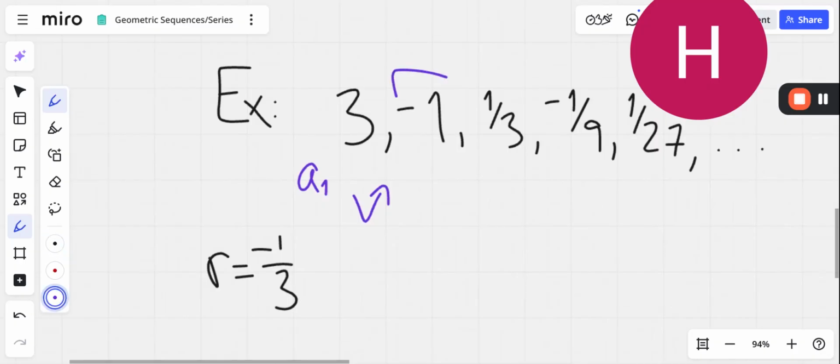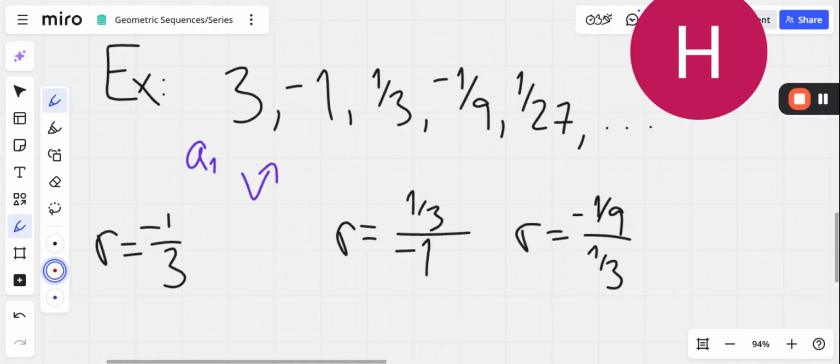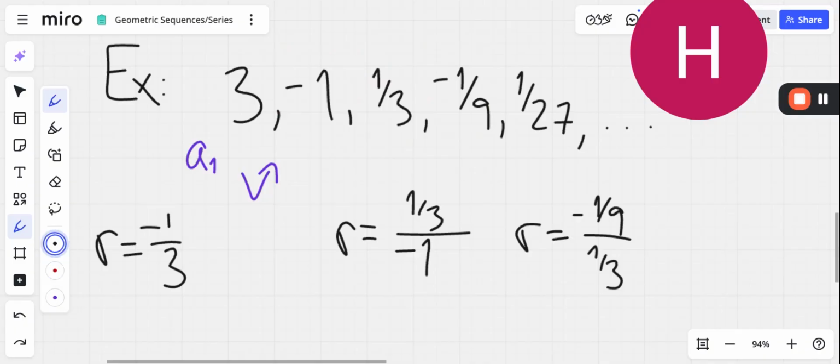How did I get that? Well, here is an, and here's an minus 1. I could have also done something more complicated: r equals 1/3 divided by negative 1, or r equals negative 1/9 divided by 1/3. Any of these ratios, because I'm using the term and the term before it in all of these cases, is going to be exactly the same. Okay? So you can easily find your ratio. You can also just see it, right? To get to the next term, you can tell we're dividing by negative 3 each time.